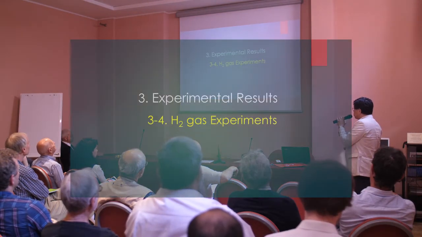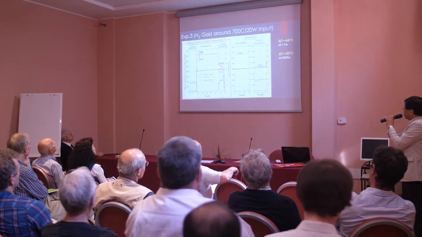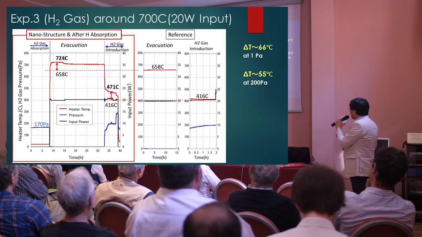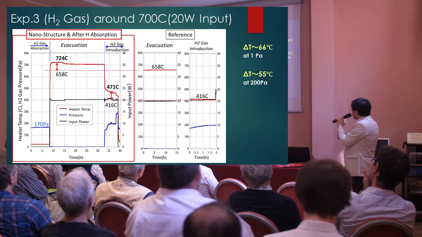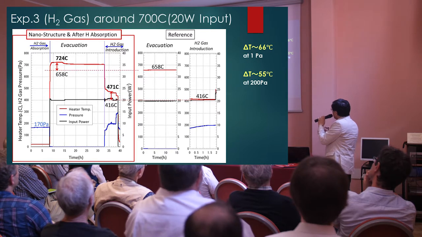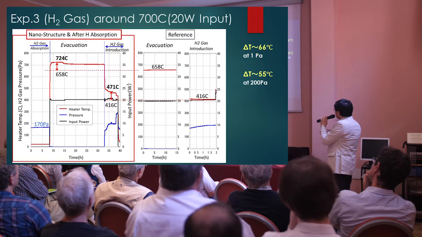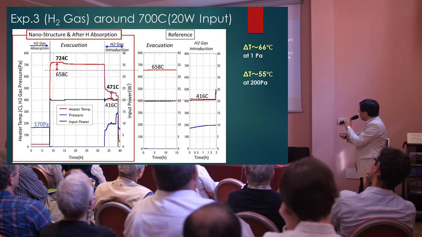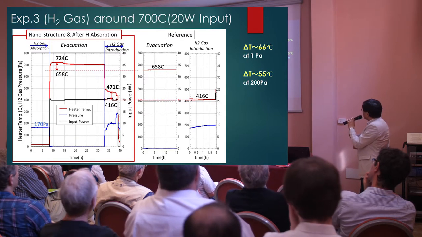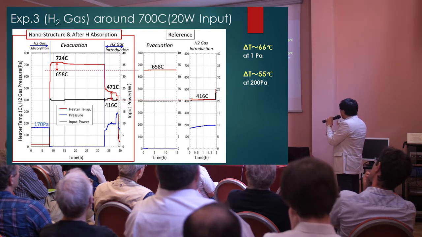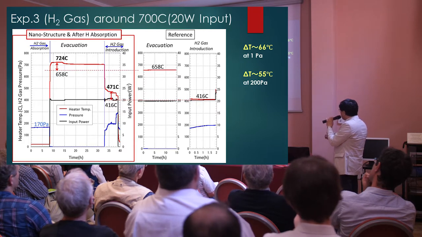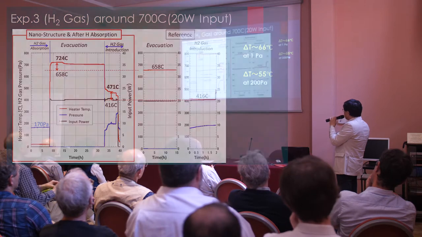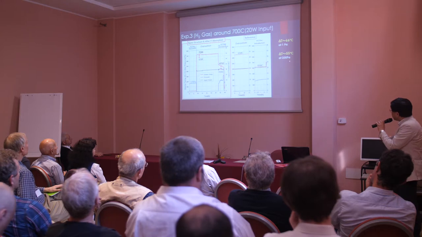Okay, so I'd like to talk about the hydrogen gas experiments. This is the result for the hydrogen gas experiment. The other process is all the same as for the D2 gas experiment. The only difference is the hydrogen gas we put in. If we input 20 watt, the reference case is 655 degrees centigrade, but for the foreground run, about 724 degrees centigrade. And also, if we input the hydrogen gas, at almost the same pressure, we got a higher temperature increase of about 55, from 416 to 471.